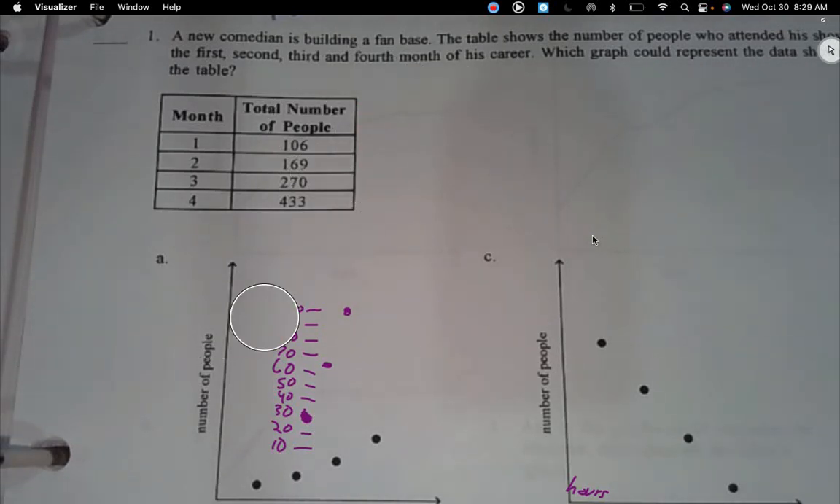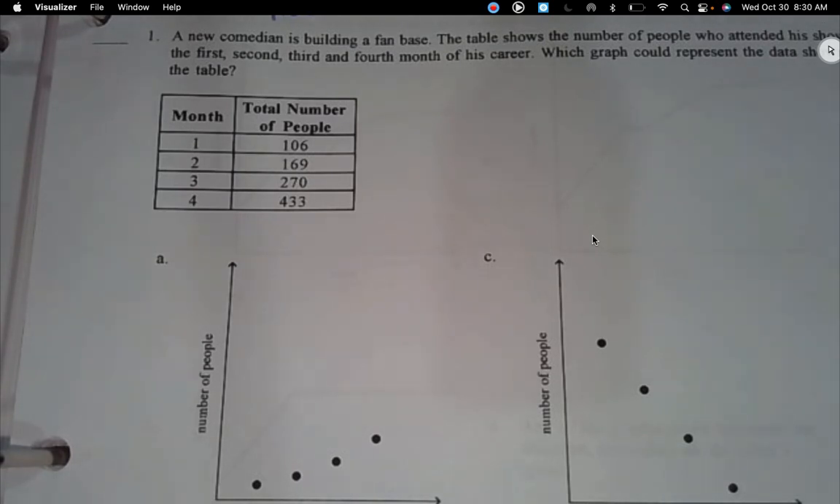that you have this comedian is building up their fan base. So this is the number of people who attended all of his shows. The first show, the second show, the third show, and the fourth show. What do you notice about all of the points? Are they going up or down? Up. Yeah. Is his fan base growing or going down? It's growing. It's going up. So your graph should be going up.